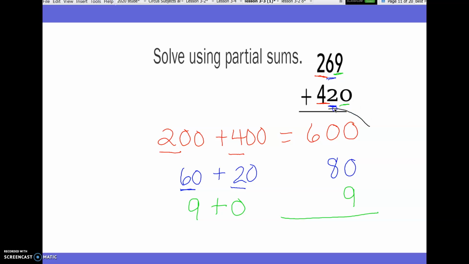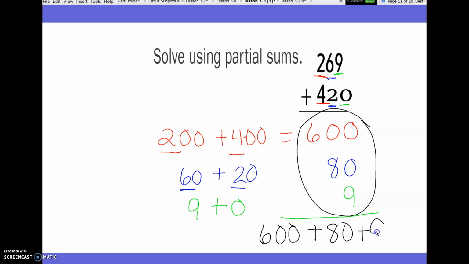Then I'm going to take these numbers and write it down here in expanded form. 600 plus 80 plus 9 equals 689. So that means that 269 plus 420 equals 689.